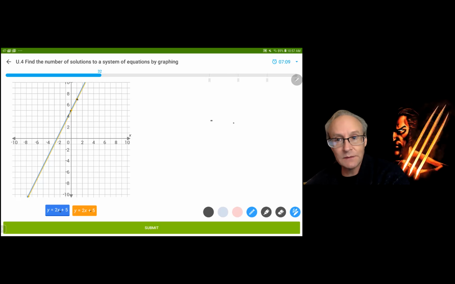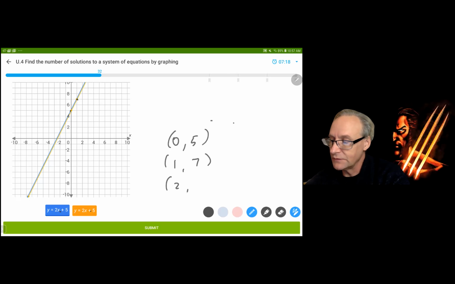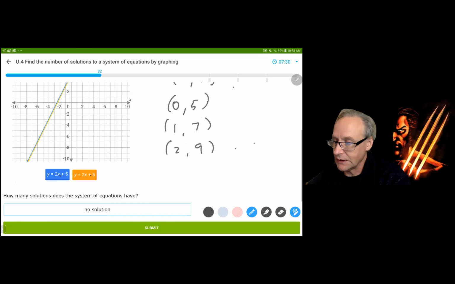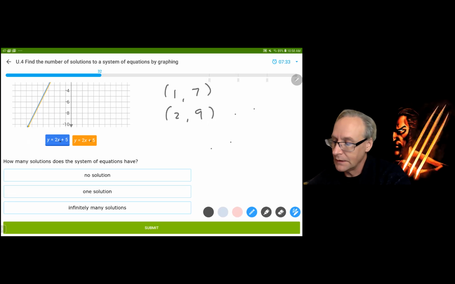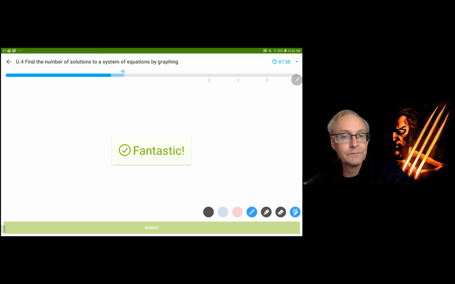I have infinitely many solutions of the form like these: 0, 5; 1 gives me 7, 2 gives me 9, and so on. -1 gives me 3. And these are all parts of these lines. The other points aren't solutions, so be careful. Infinitely many solutions, same equation.